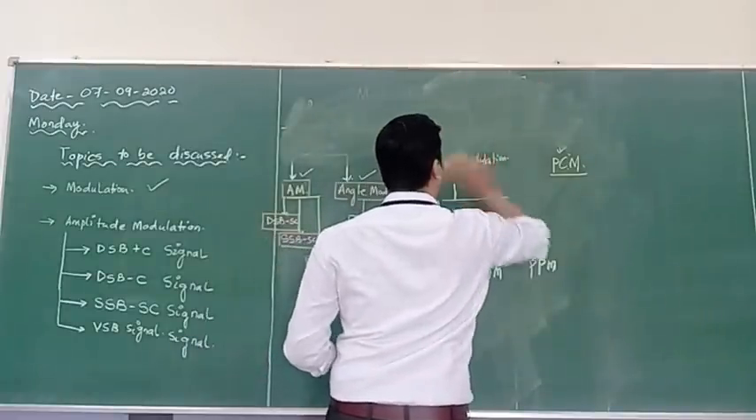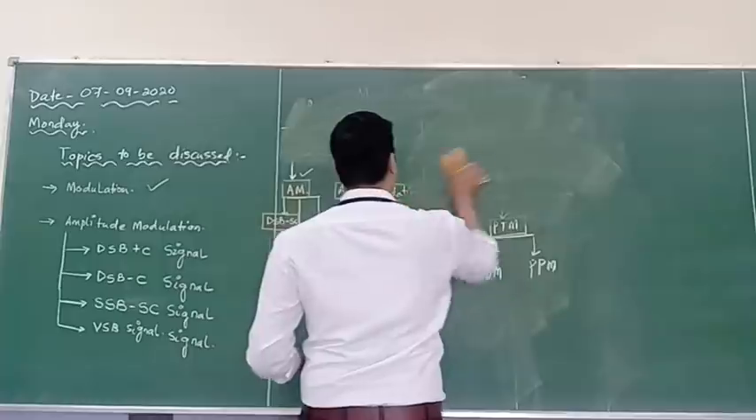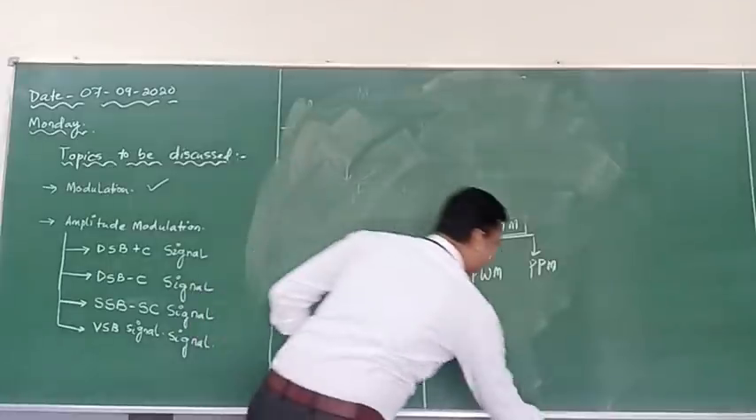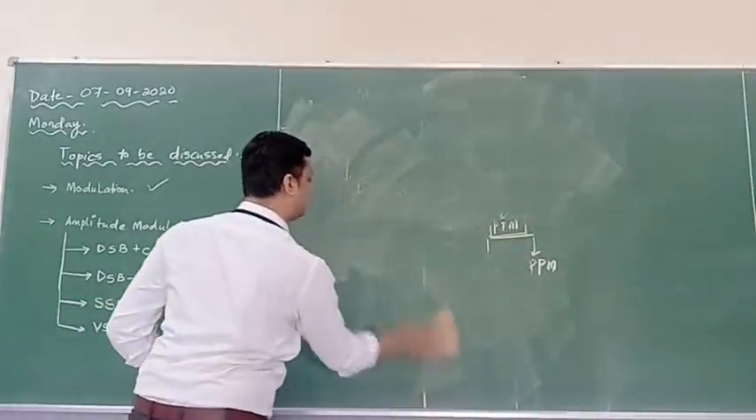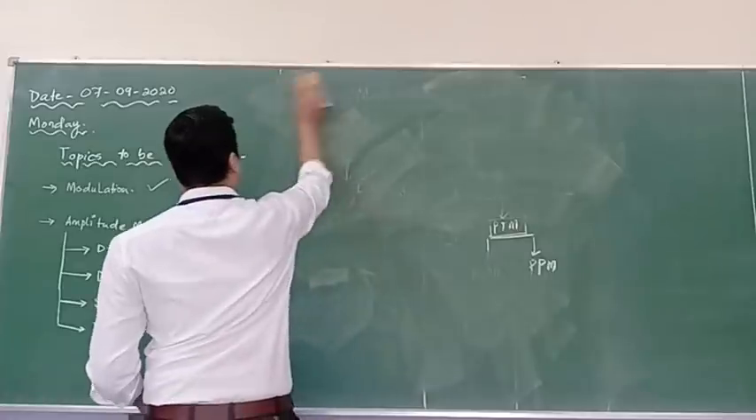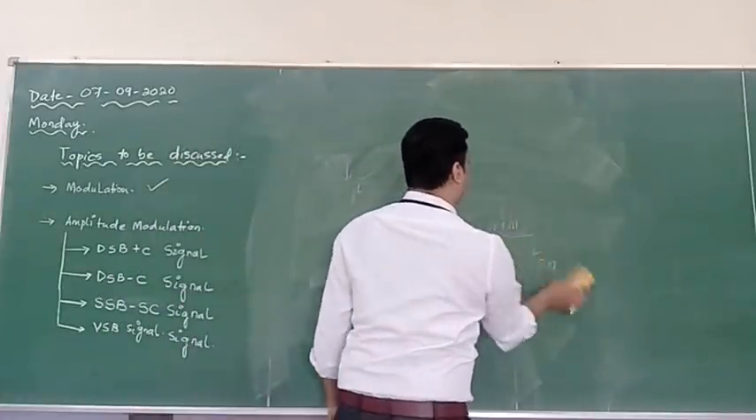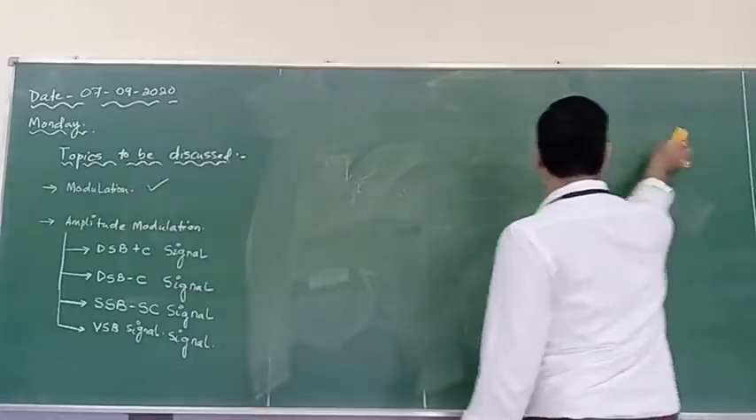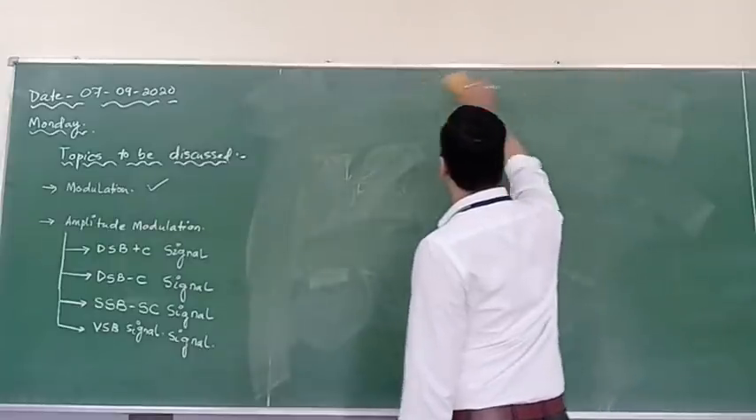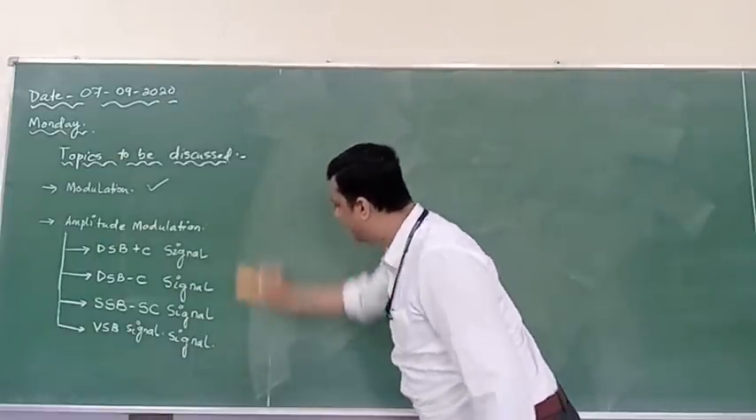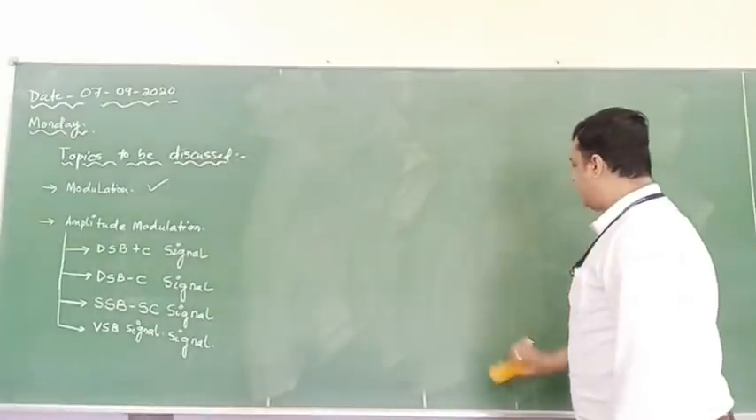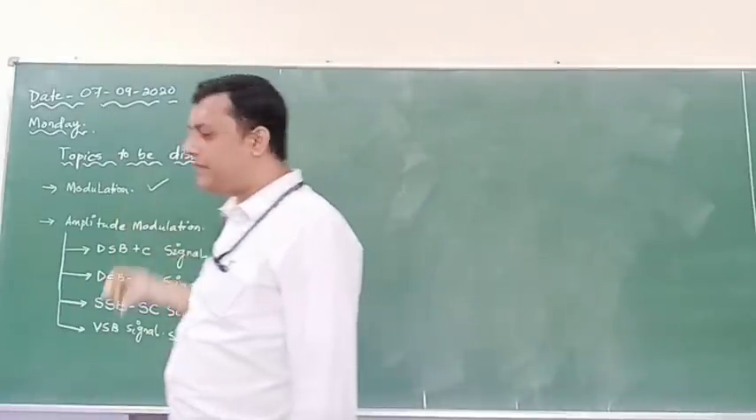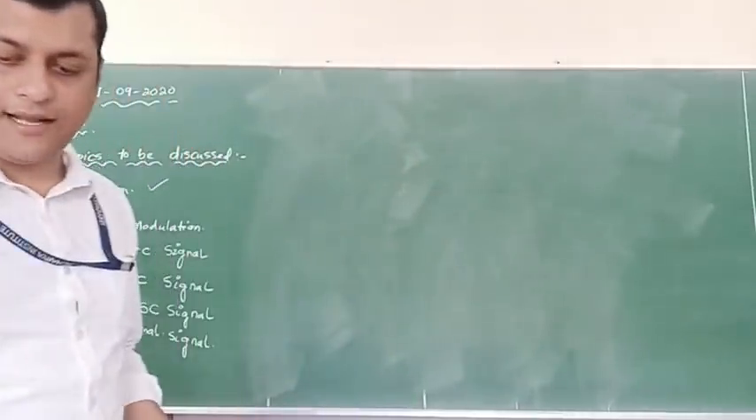First we will discuss what is ordinary AM. Then we will discuss the types of AM, and then how to generate this AM signal, what techniques are available, and how to demodulate this AM signal, and what different receivers or demodulation techniques are available. So on the left hand side you can see these are the topics which we are going to discuss in today's class.